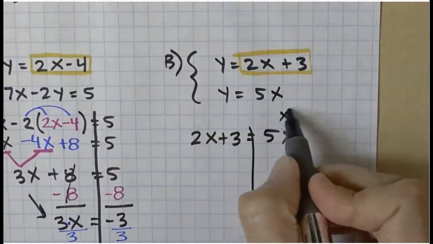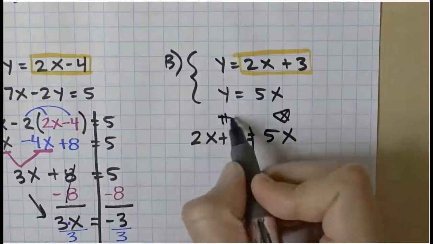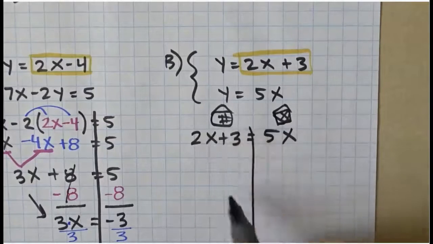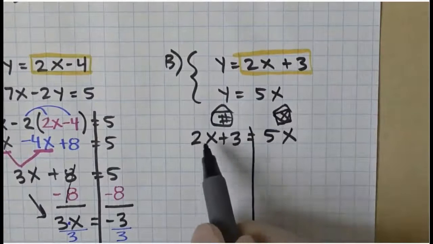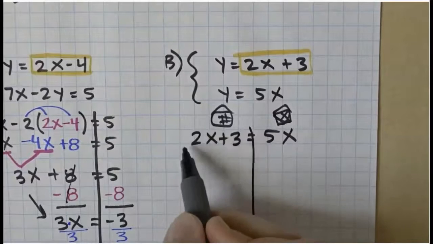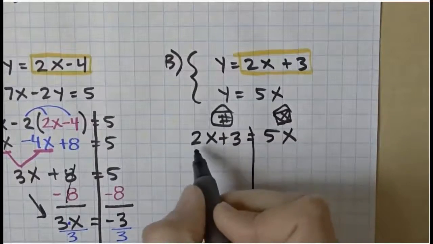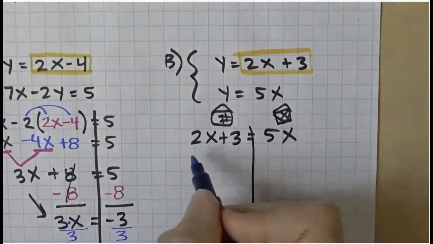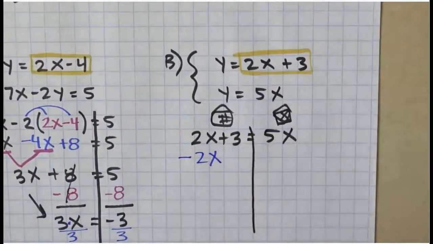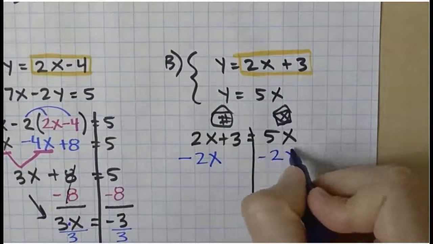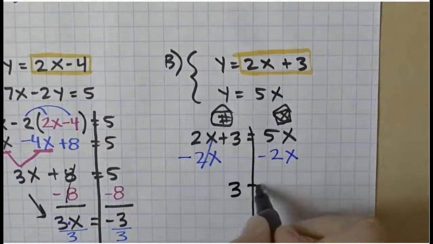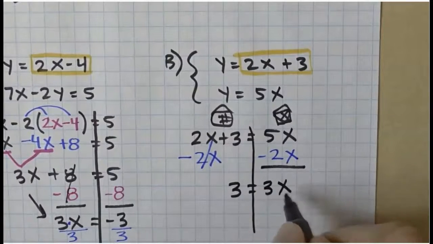I'm going to put my x's on this side and my numbers, constants, on this side. This was the story I told a while back about all the numbers on one side, x's live on the other. Out of the three terms, the one that's in the wrong place is this 2x. It should be over here. So the opposite of a positive 2x is a negative 2x. What you do to one side, you do to the other. That's gone. So now I have just 3 over here and a 3x over here.